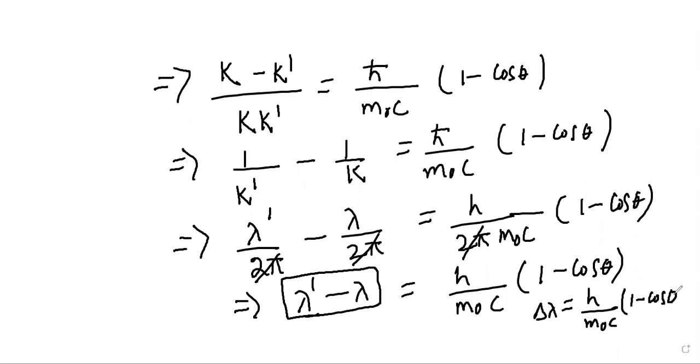Cos theta is the angle between k and k prime, that is, the initial momentum of the incident photon and the scattered photon. What is the angle between them? That is 1 minus cos theta. So this can also be rewritten this way. We can also write this del lambda as h by m0 c, which also can be written as 2 pi h bar divided by m0 c.